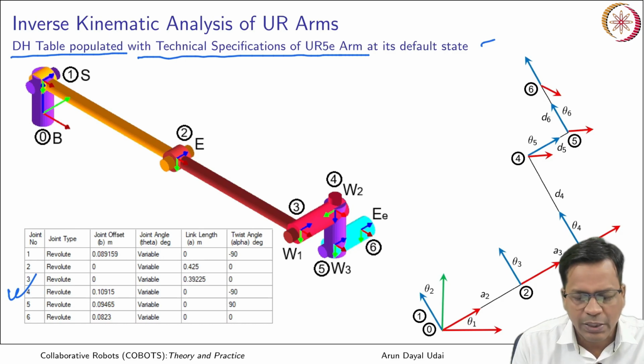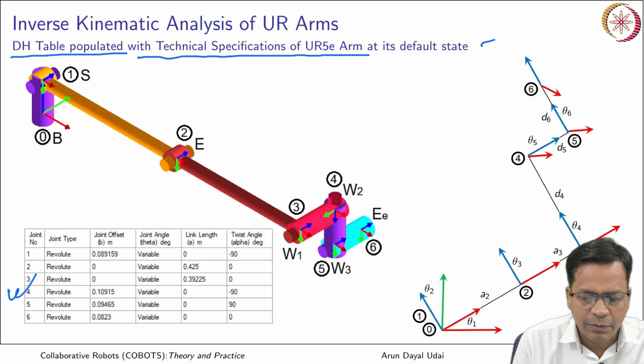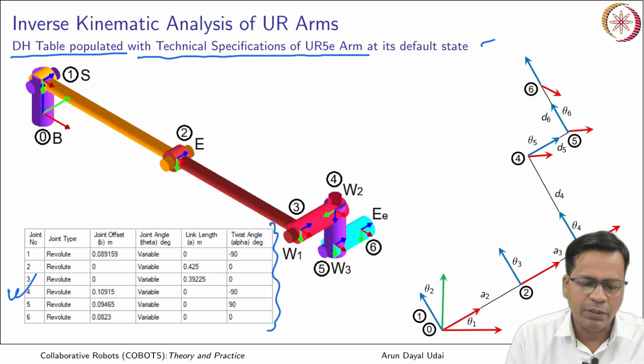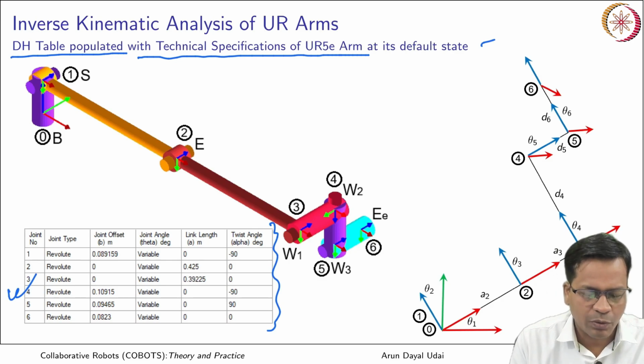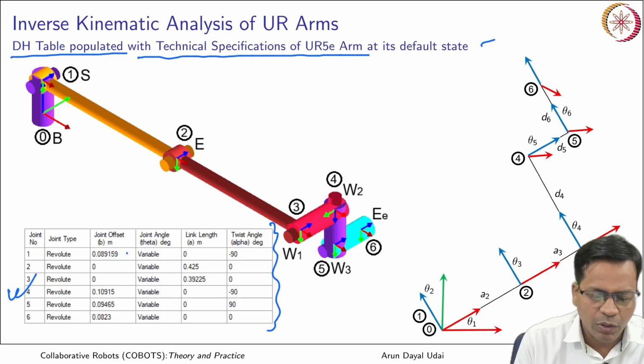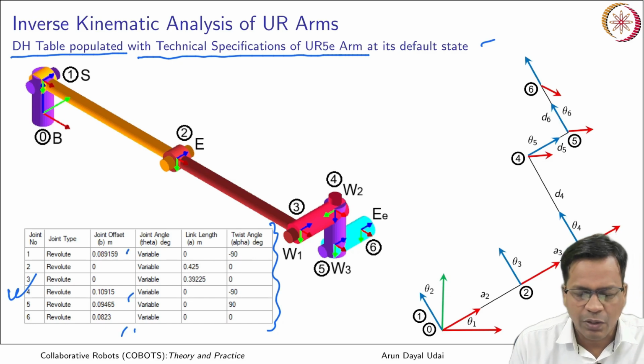Okay, so there is no initial angle. So in the DH parameter table anyway that doesn't count here. So it's this configuration, what you can see here, is actually the default state of this robot at all the joint angles equal to 0. Okay, so I have put all the values here, and this is how it is.